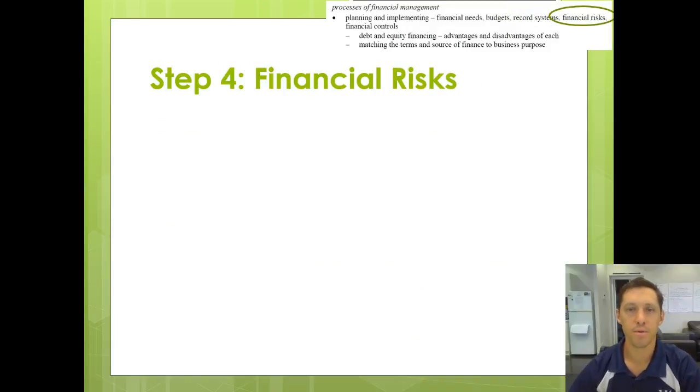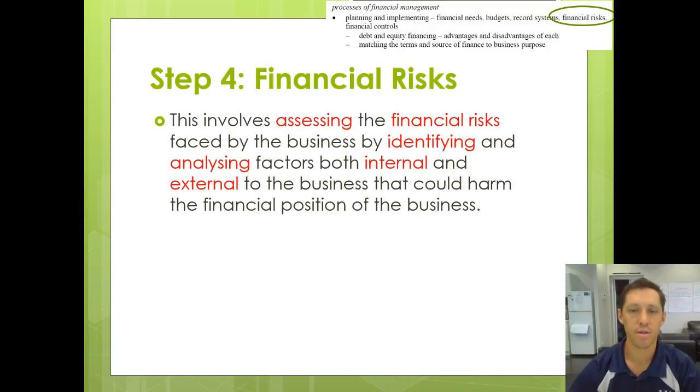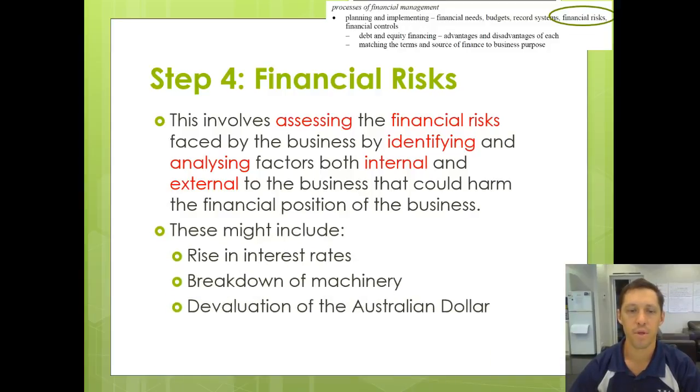The fourth step in terms of processes of financial management relates to financial risks. Okay, so assessing what the risks are to the business, generally external, but also they could be internal, by identifying and analysing factors, internal and external, that could harm the financial position of that business. So that might include things like interest rate risks. So if that firm has got borrowings via debt finance, so they might have a mortgage, they could have a term loan, they might have an overdraft in the short term, those interest rates may well be variable, so that means they could change or be subject to change.